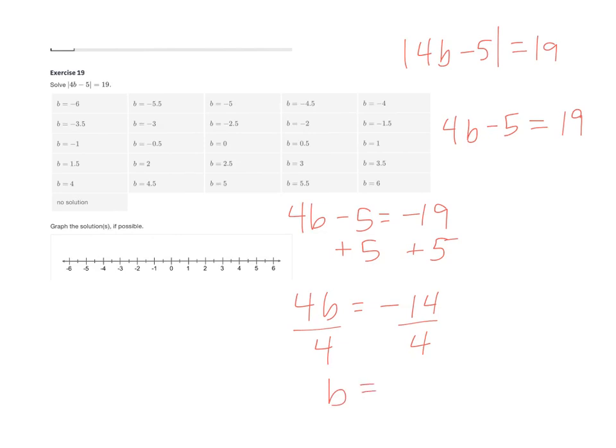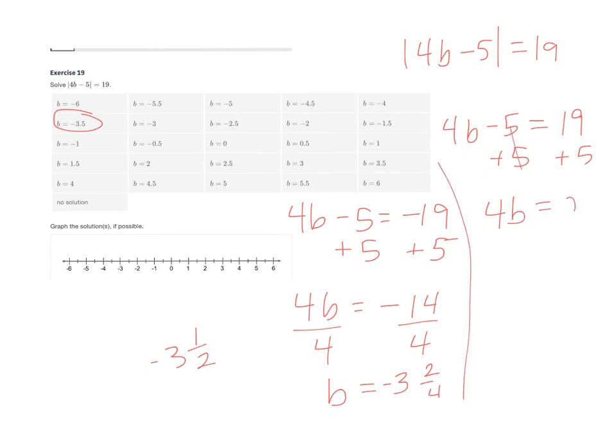B is equal to, and I don't think they have fractions. They don't have any fractions up there, but let's turn it into a fraction first. That would be 3, which would give us 2/4. So that's the same as a half. So one of my answers is negative 3.5. So I'm going to circle that. The other one I'm going to add 5, add 5. That gives me 4b is equal to 24. Divide by 4. B is equal to 6.